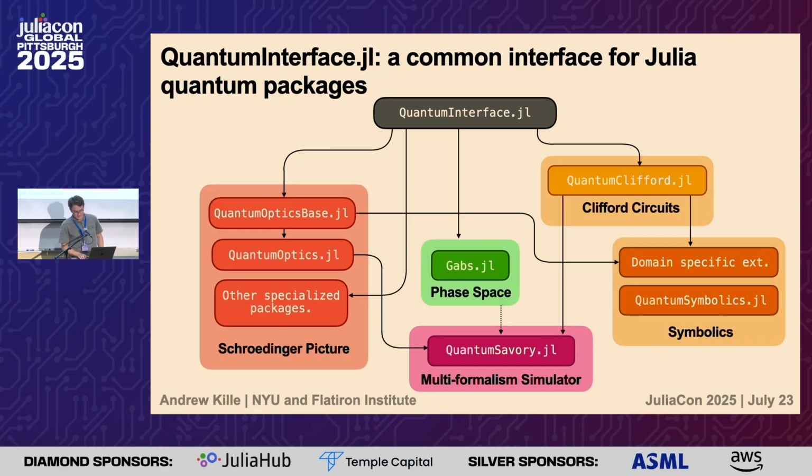And as I talked about before in the Quantum Symbolics package, Gabs is part of Quantum Interface, which is basically a package meant to have different inner workings between these backend Julia packages. So maybe you can have conversions from QuantumOptics to Gabs, or convert directly from a symbolic representation to a numerical representation. And that kind of stuff can all go under the hood of QuantumSavory, this networking simulator that abstracts away all of those things.